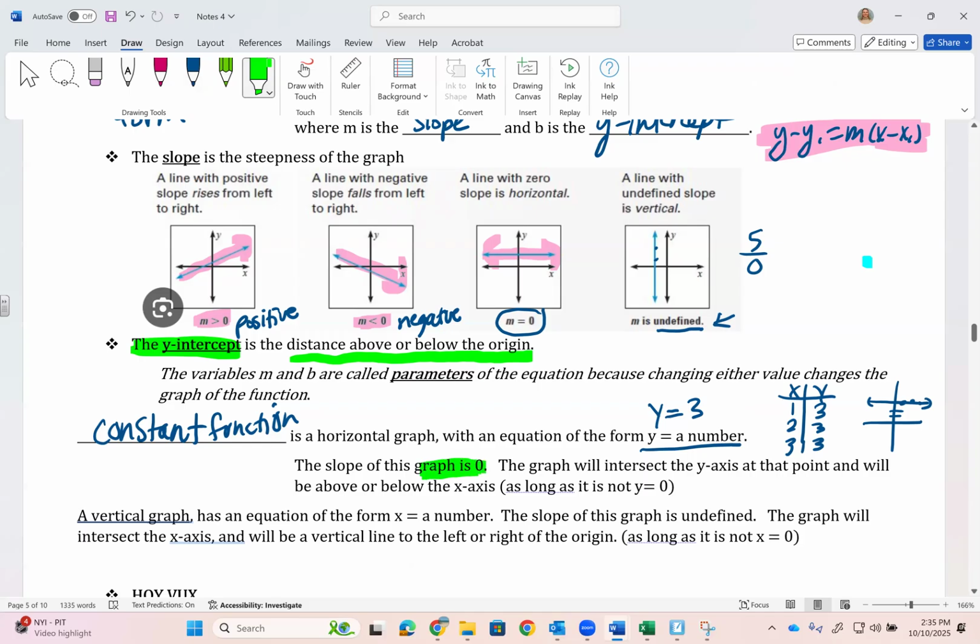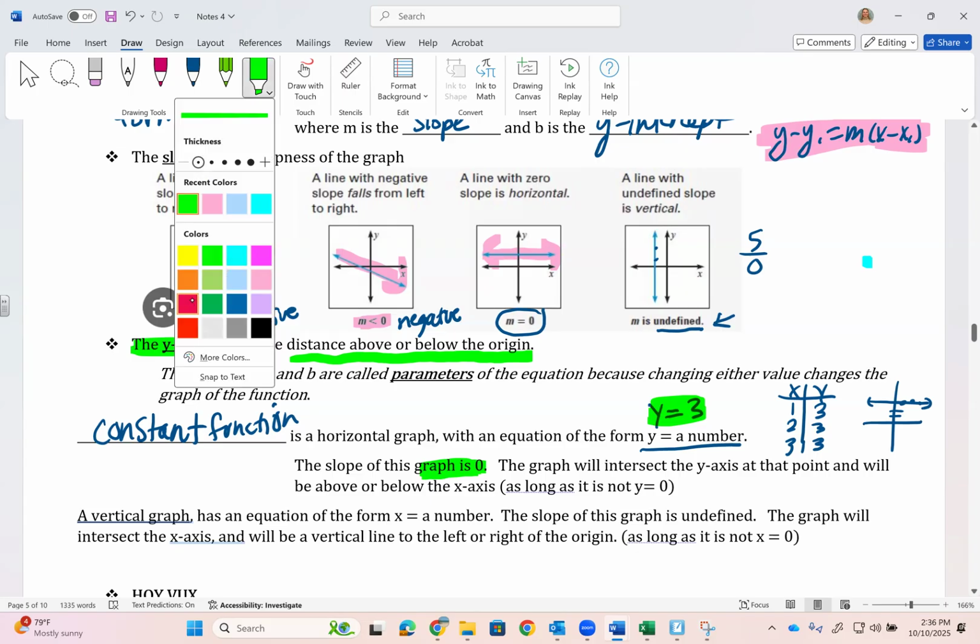And it intercepts the y-axis at that point, at this value right here at 3. And it will be above or below the x-axis, which is pretty much implied, as long as it's not y equals 0. So it'll be a horizontal line, which is the main thing you need to hold on to. Another name we can call a horizontal line is a constant, because it has a constant result no matter what you plug into it. So that's y equals a number.